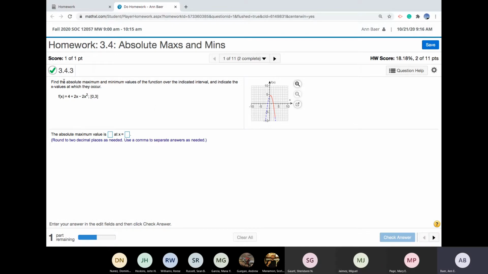So what does this question say? I want to jot down maybe a few notes here. Find the absolute maximum and minimum values. Now, values means y values of the function; it's another hint that we're talking about y's here, over the indicated interval, and indicate the x values at which they occur. So I'm going to write down the function f of x equals 4 plus 2x minus 2x squared over the closed interval 0 to positive 3.